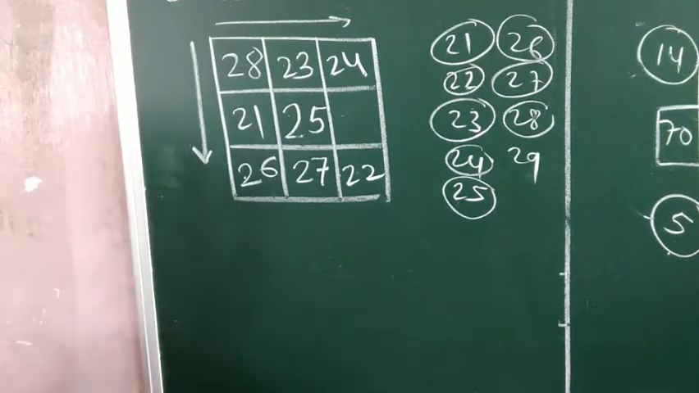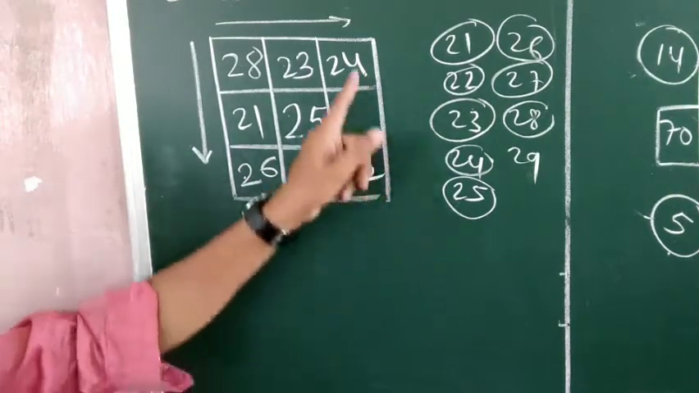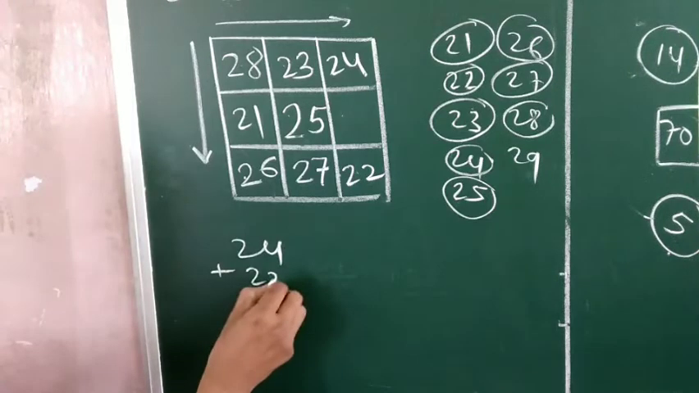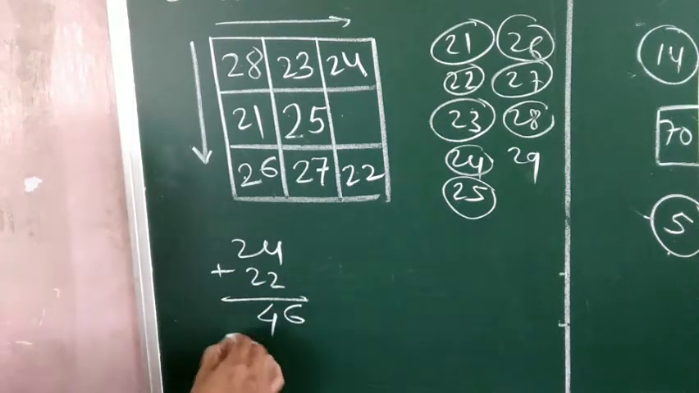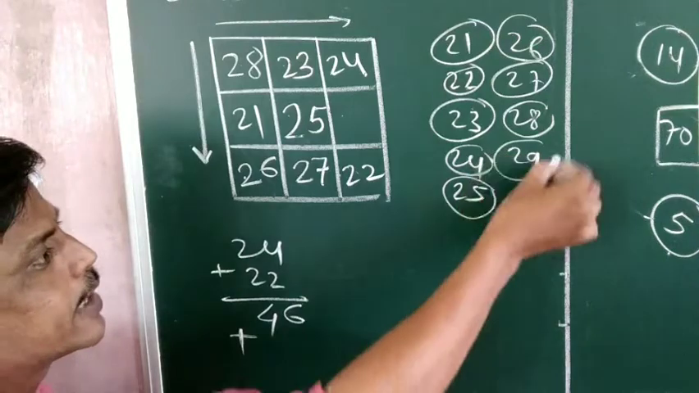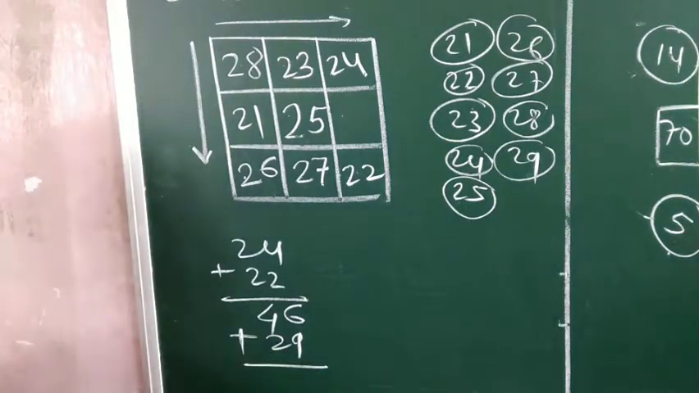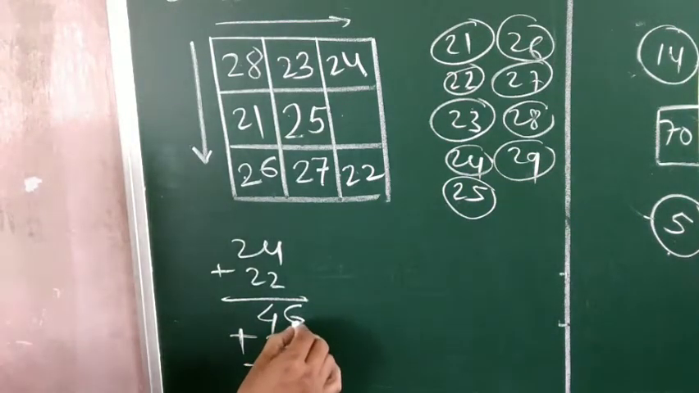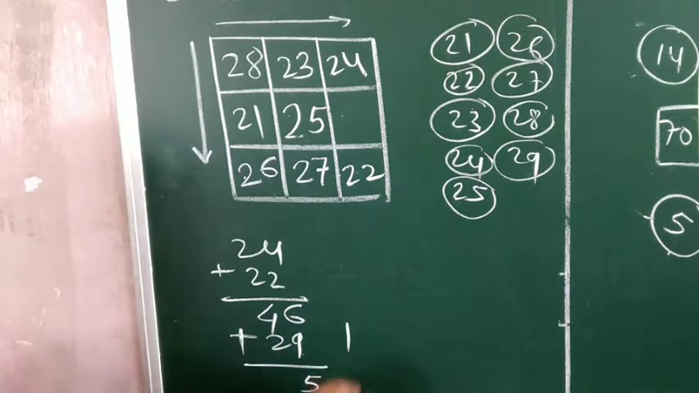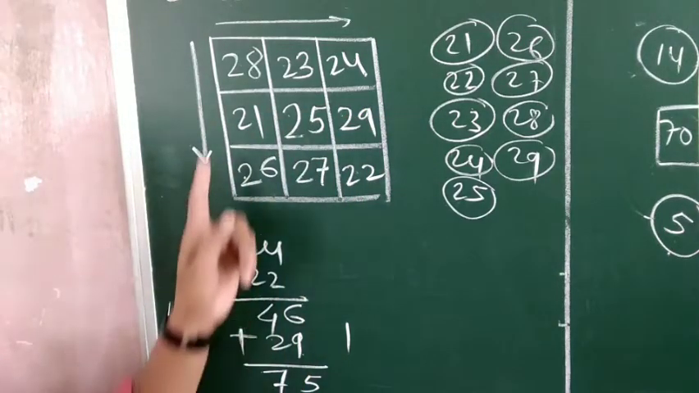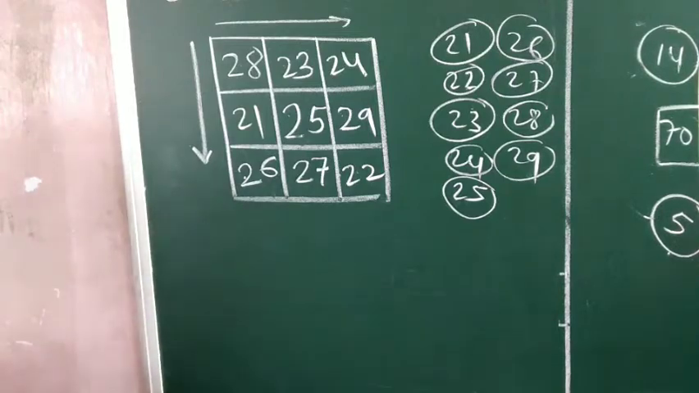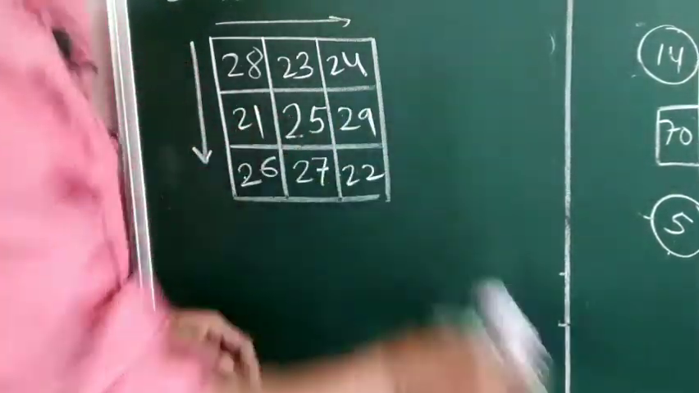Next. Now 24 plus 22, 6 and it is 4. Now see, only one number is left here, that is 29. So you can put here 29 and now add with this number 9. 6 plus 9 it is 15. Carry 1. 4 plus 2, 6 plus 1, 7, it is 75. So this way we will complete this magic square by using all this number from 21 to 29 and make the addition of all number add up to 75.